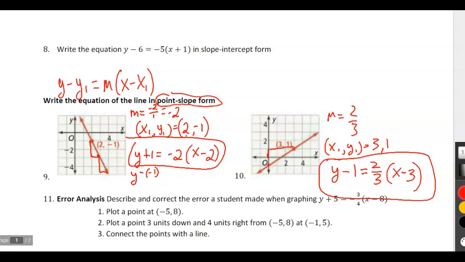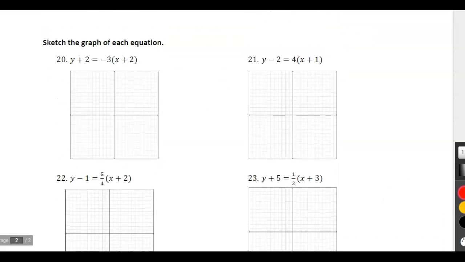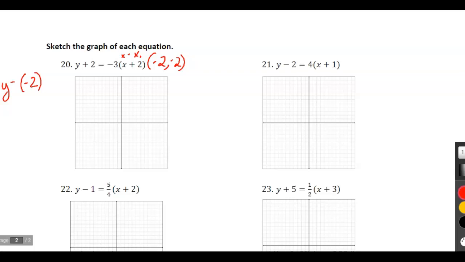Okay, going to the next page here, to some of your graphing ones. You need to kind of work backwards here and figure out what your point is. So remember, this is x minus x1, so it always ends up being the opposite. So my x1 is actually a -2, and my y1 is also a -2, because in order to get there, it would be y minus -2. And that's what makes that a +2.